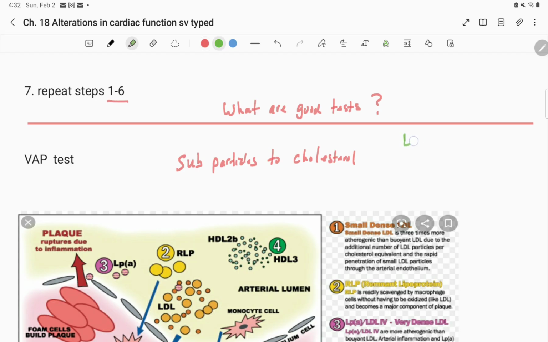Normally, a lipid panel is ordered. Okay, so that includes LDL, HDL, triglycerides, total cholesterol, sometimes VLDLs are in there. And so that's the so-called lipid panel. All right, but what is not ordered are the subparticles of cholesterol.